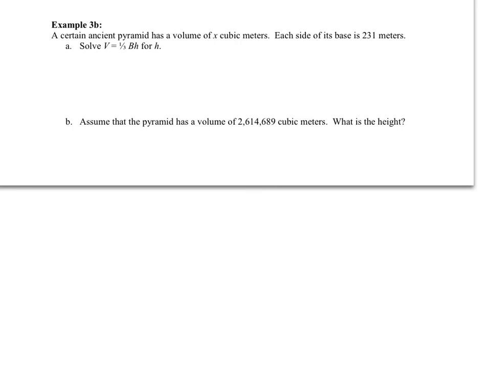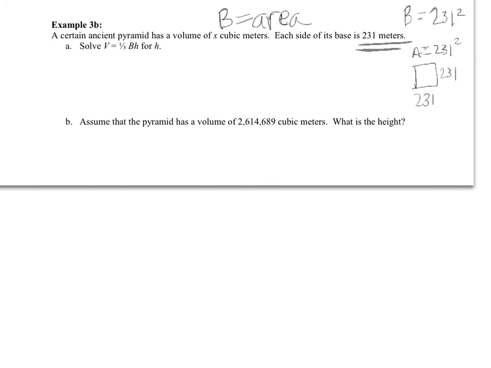Example 3b. A certain ancient pyramid has a volume of X cubic meters. Each side of its base is 231 meters. Solve V equals 1/3 base times height for h. And that base, B, is the area of the base, not just a side of it, the area. If each side of its base is 231 meters, the base of that pyramid is a square with each side length of 231. The area of a square is side squared, so 231 squared. That area is actually B, so B would equal 231 squared.